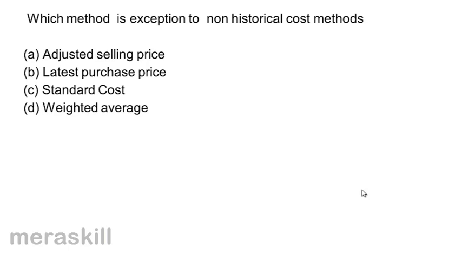Which method is an exception to non-historical cost methods? A. Adjusted selling price, B. Latest purchase price, C. Standard cost, and D. Weighted average. Which method is an exception to the non-historical cost methods?